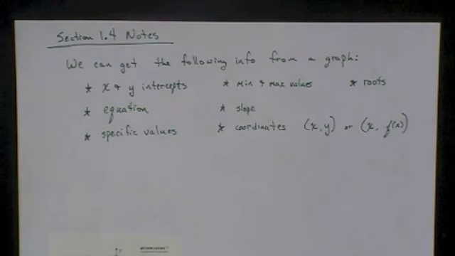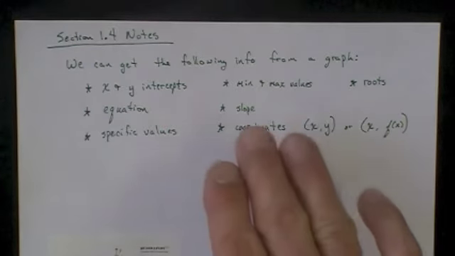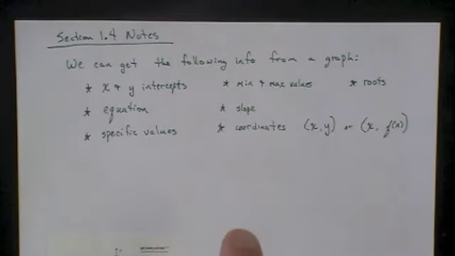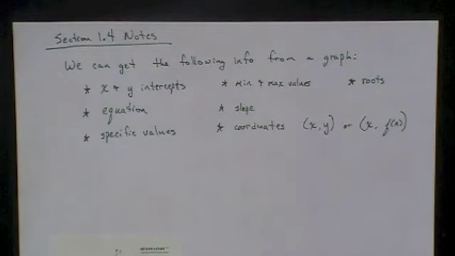So again, there's a lot of information we can get from a graph. We can get our x and y intercepts. We could get the equation and specific values of that graph. We have our min and max values, slope, roots, and then we can find different coordinates, whether it's written as an ordered pair x, y, or x, f of x.